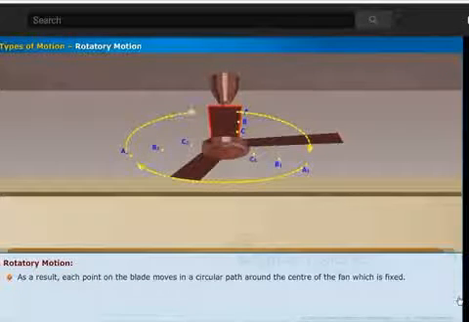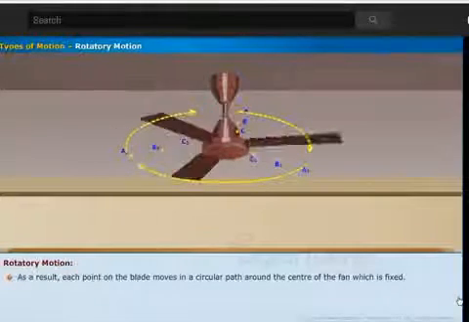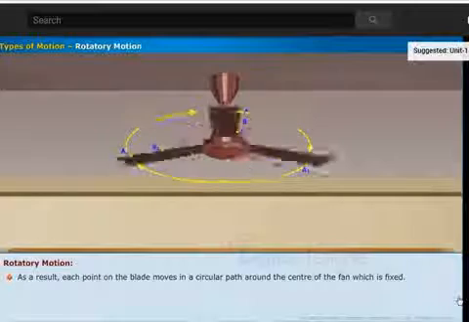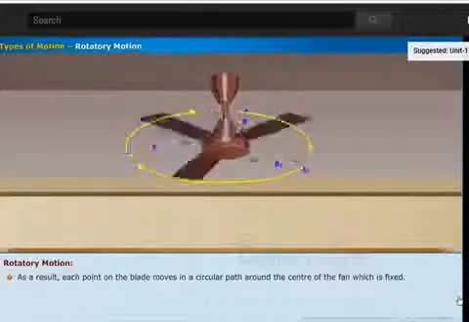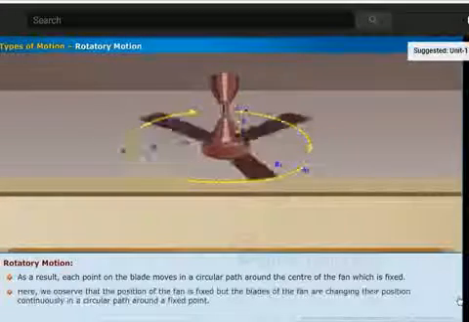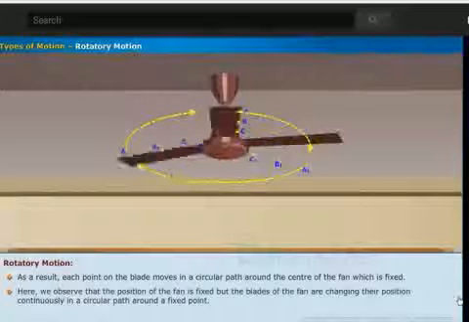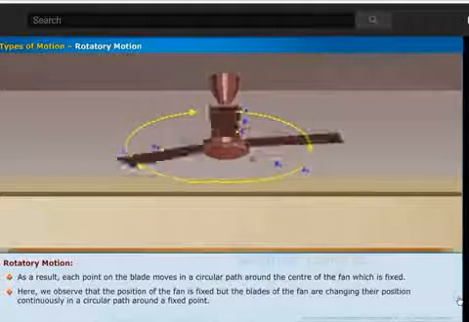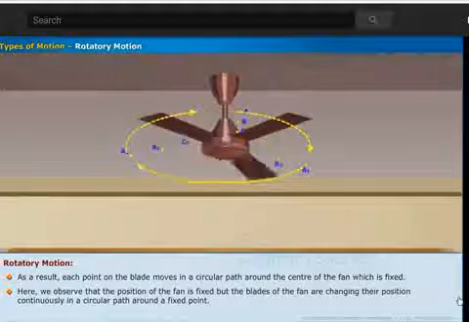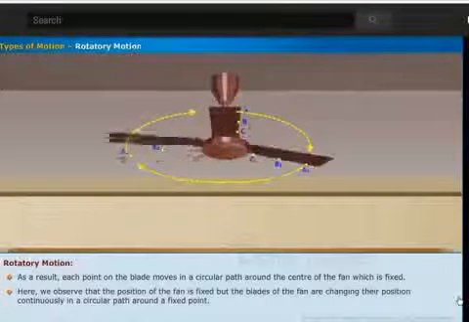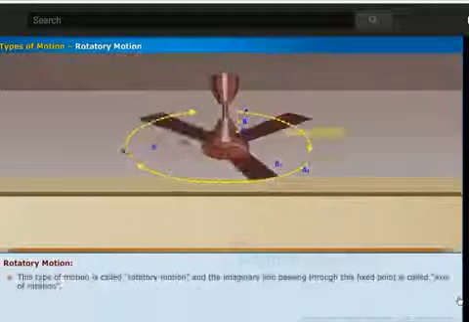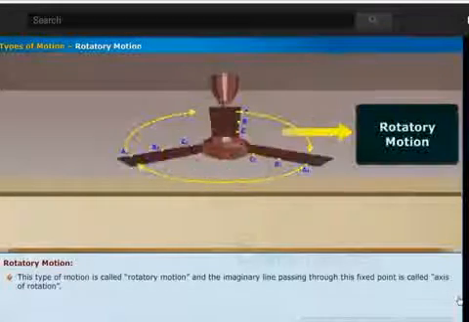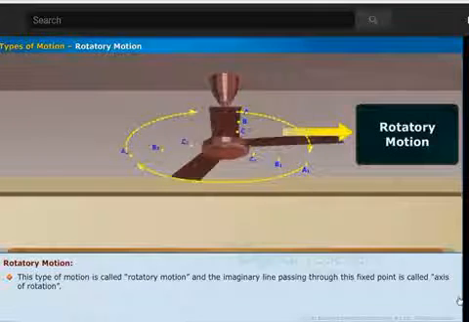As a result, each point on the blade moves in a circular path around the center of the fan, which is fixed. Here we observe that the position of the fan is fixed, but the blades of the fan are changing their position continuously in a circular path around a fixed point. This type of motion is called rotatory motion or rotation.